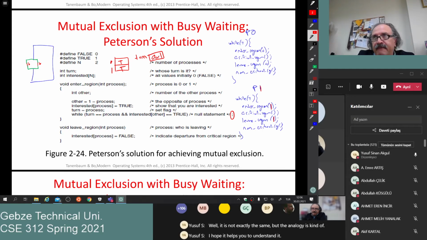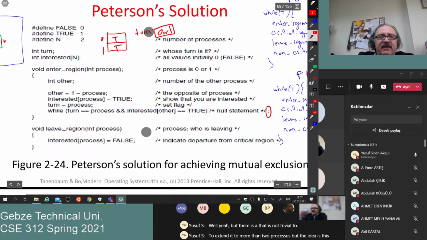May I ask, how does this scale? Because this seems that it doesn't scale at all. Yeah, but you mean if n is 10 or something like that? Yes. Well, it is not trivial to extend it to more than two processes, but the idea is the same thing, okay?